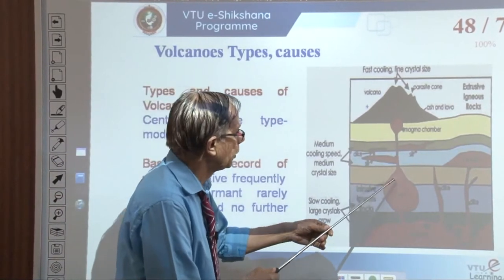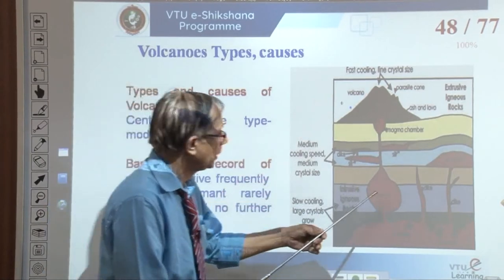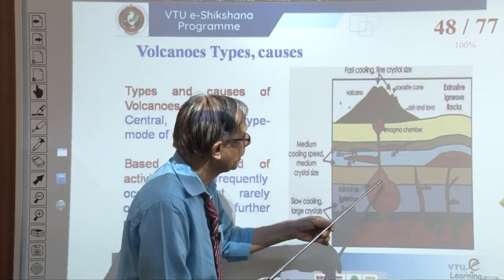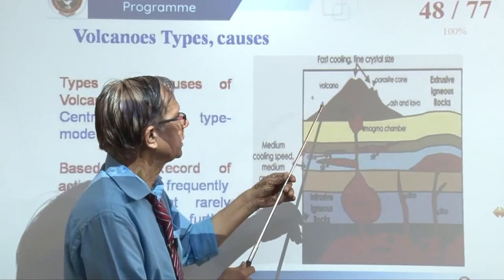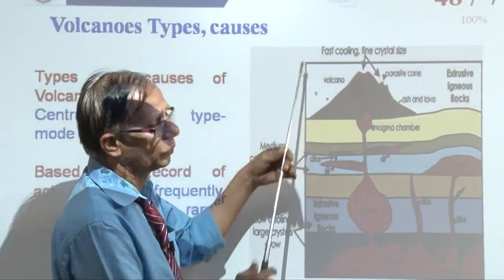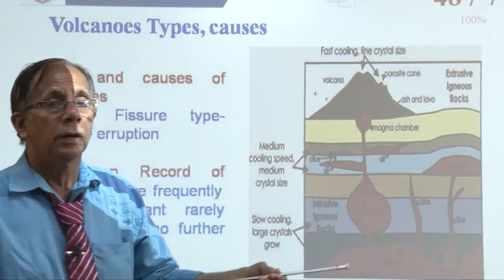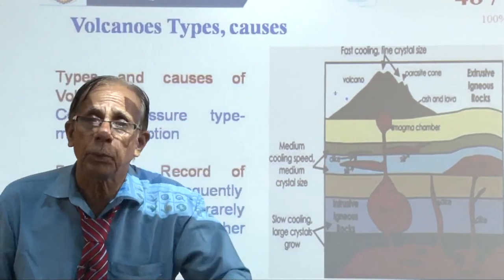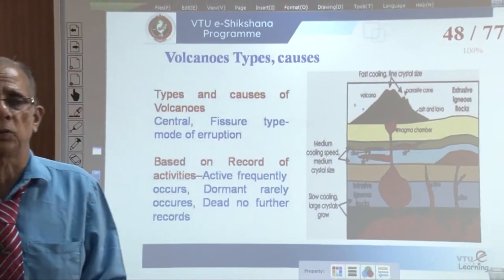When a volcano takes place, this liquid comes to the surface, and on reaching the surface, gases and water vapor escape into the air. Obviously, the liquid now has a lesser proportion of these gases and water. Obviously, its viscosity increases.